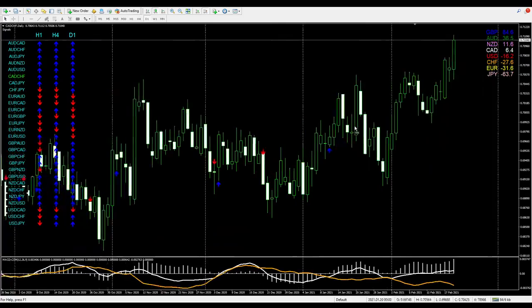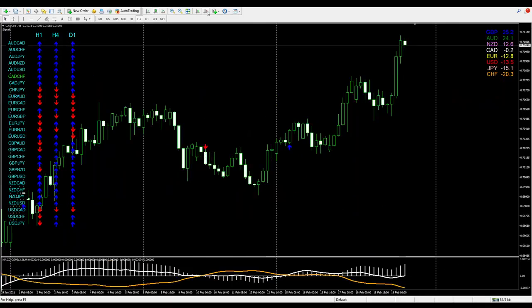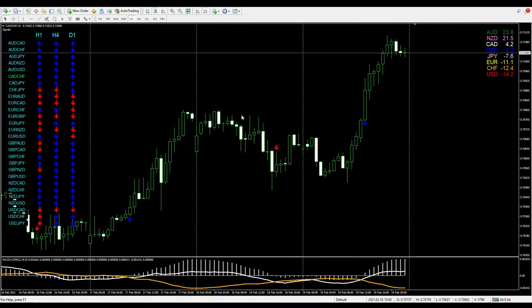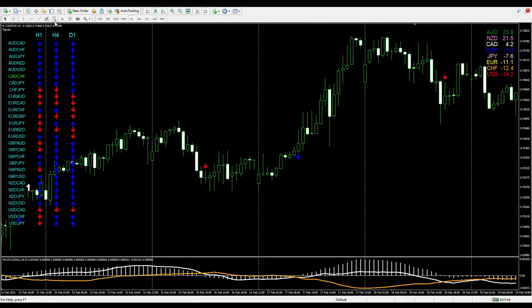I've checked the CAD CHF. Anyway, this is the CAD CHF. It was a buy signal since last month. On H4, it was around the start of Monday, a buy signal. So on H1, I've tried to check this. I know there is no trade for CAD CHF, but let me check it again.